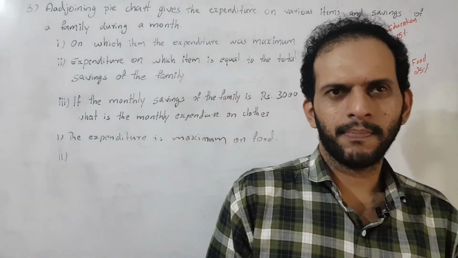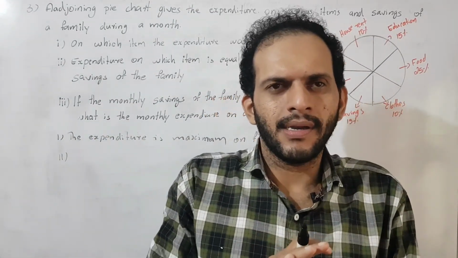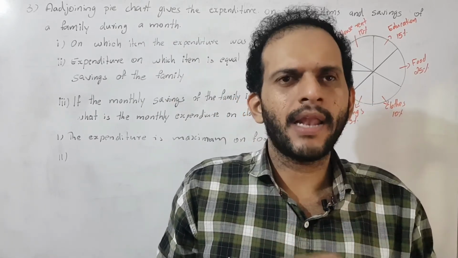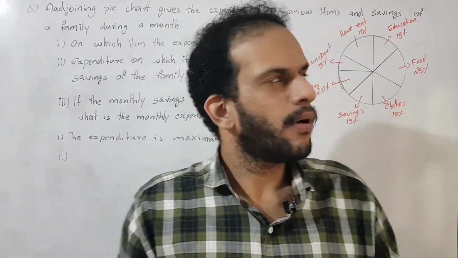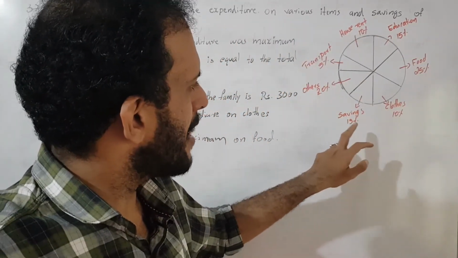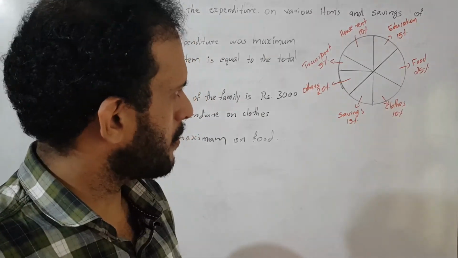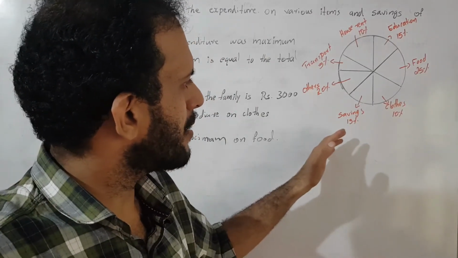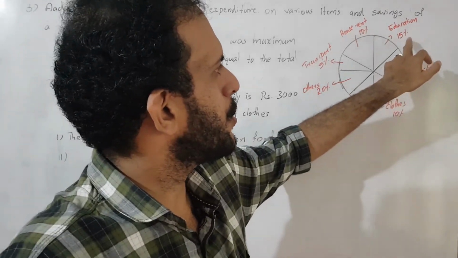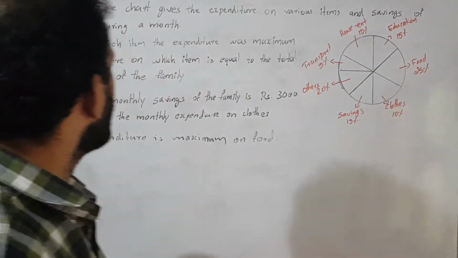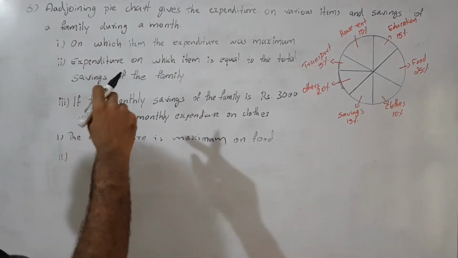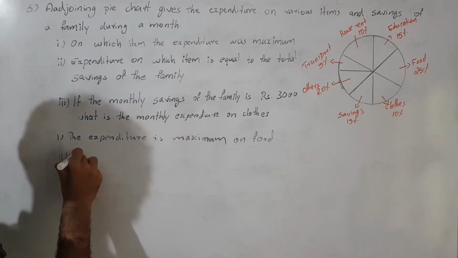In their expenditure pattern, they give an equal amount to savings and one more item. You just observe the figure and find that one. The percentage of savings is 15%. Then which item do they spend the same amount on, 15% of income? That one is education, correct? So our second answer is education.